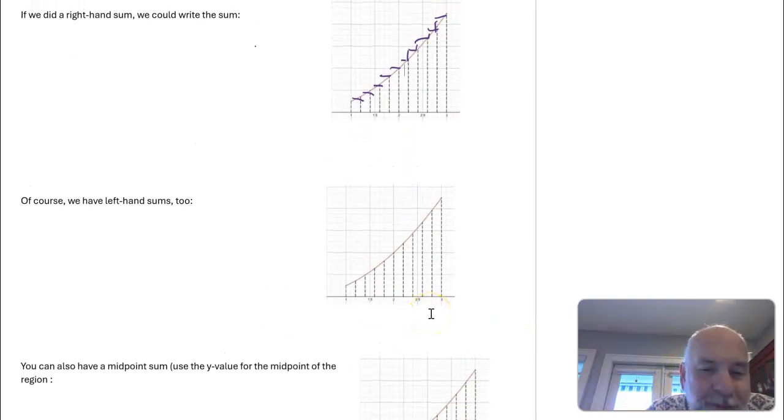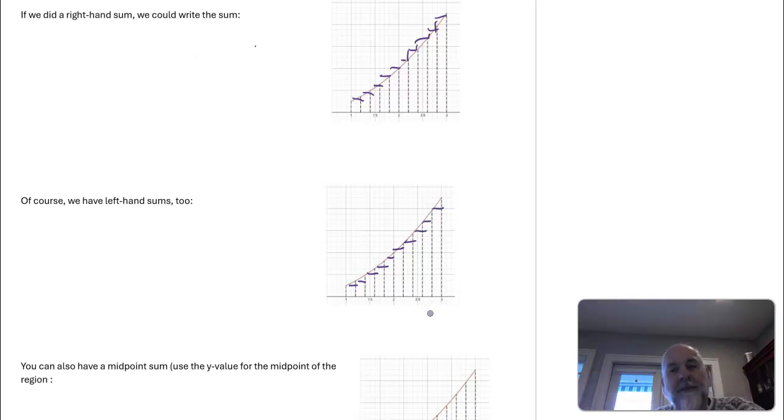And then left-hand sum, same thing. You could take the left hand, and because these curves have all been increasing curves, where the y values are increasing, left hand has been an underestimate and right hand has been an overestimate. But if the curve was going the other way, then that could be different.